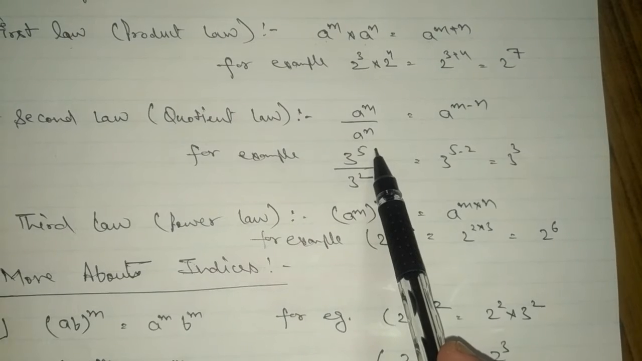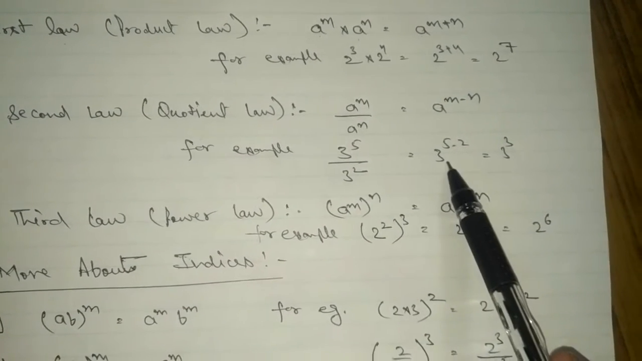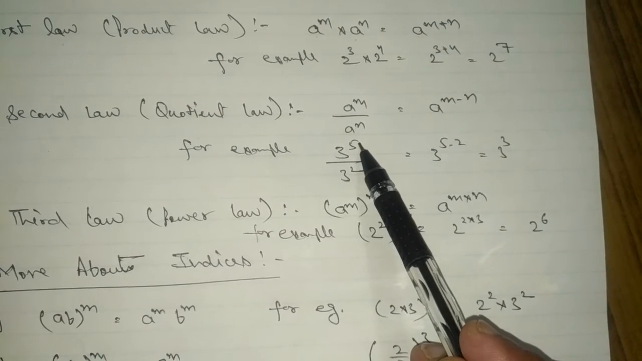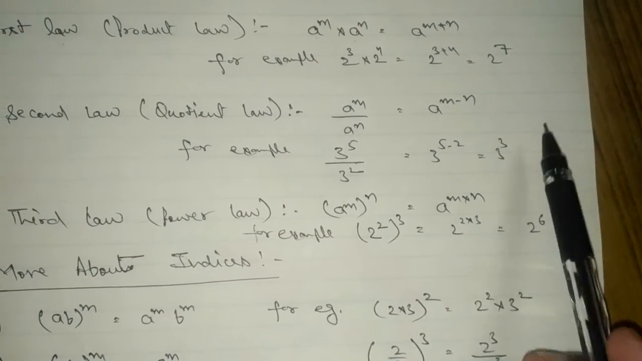For example, 3 to the power 5 and 3 to the power 2. Then you'll have to write 3 to the power 5 minus 2. That goes in the numerator and you'll have to subtract, so 3 to the power 3.